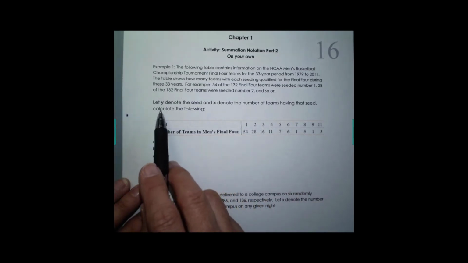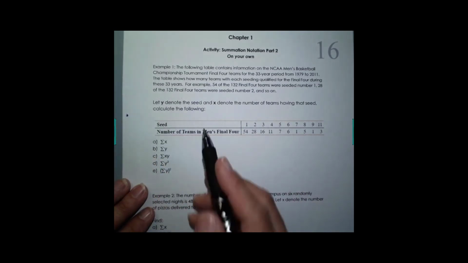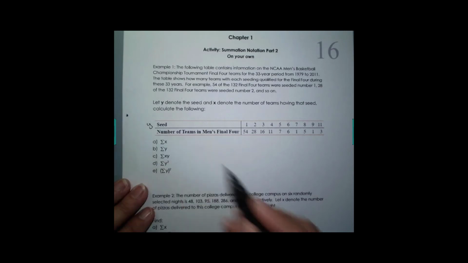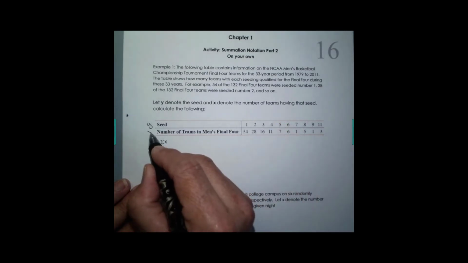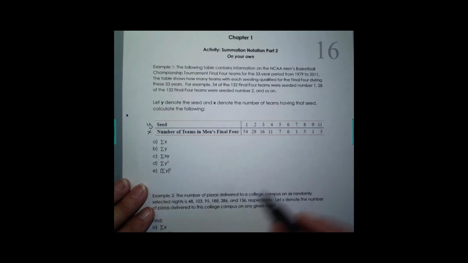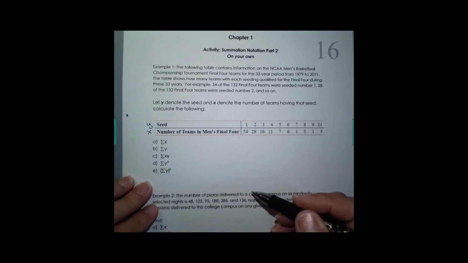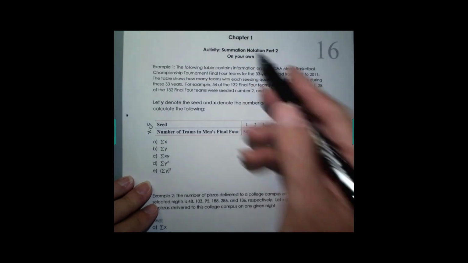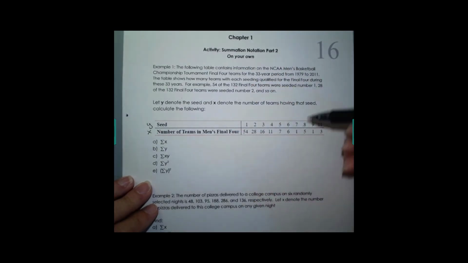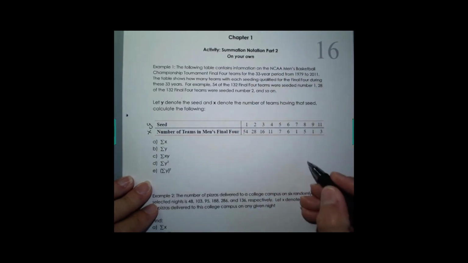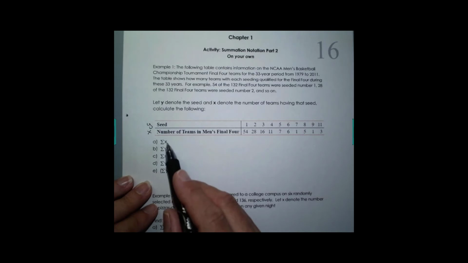So they've given you some directions here. Y is going to be the seed, and I would say Y is this row right here, and X is the number of teams that have that seed, so that's my X. Now normally I would take this, and you might want to do this because this is on your own activity, I would take it and I would write it vertically. I'd write 1, 2, 3, 4, 5, and then I'd go beside it because it makes it easier to do these calculations.